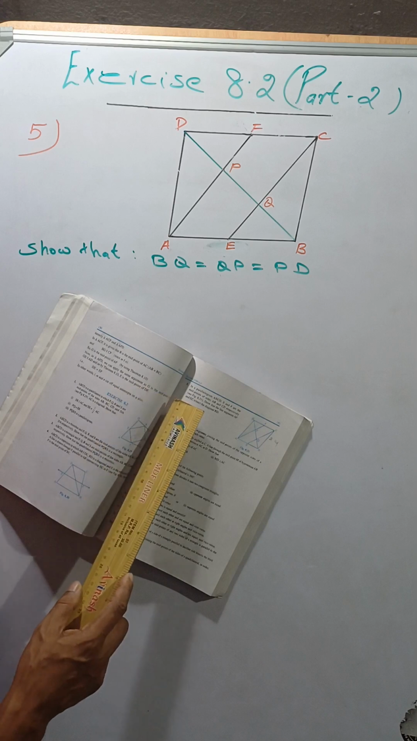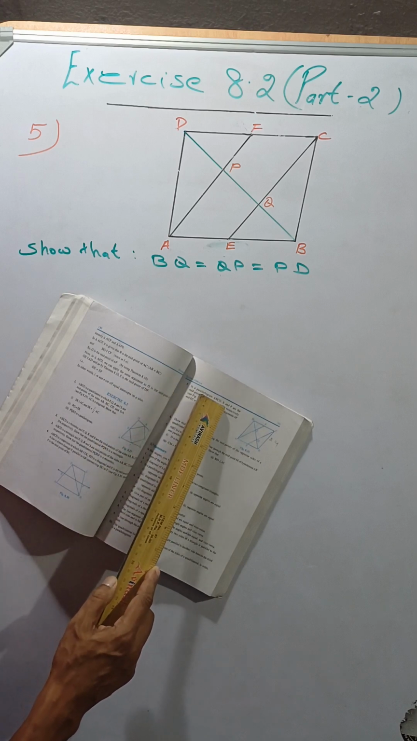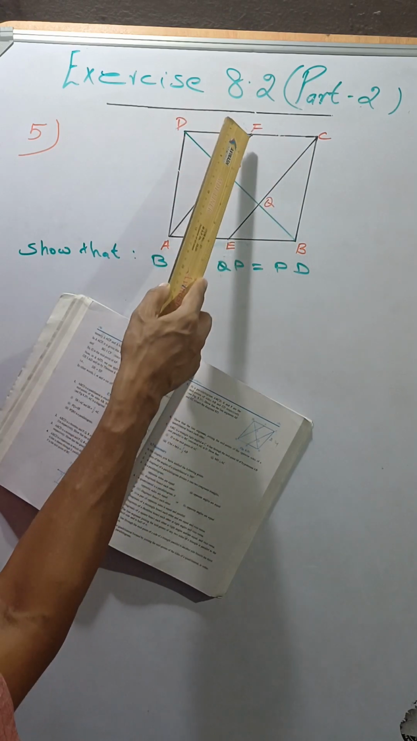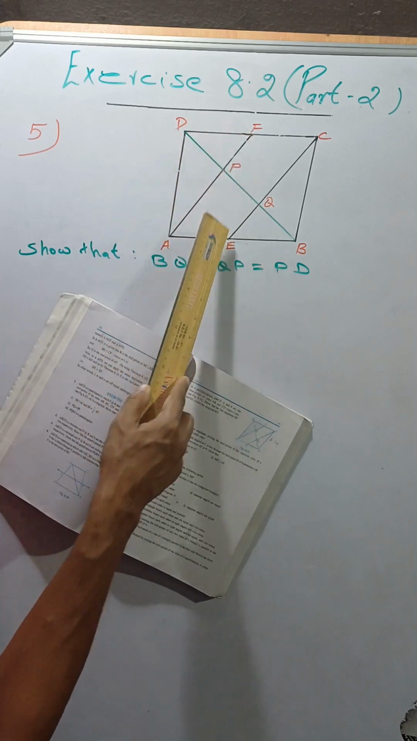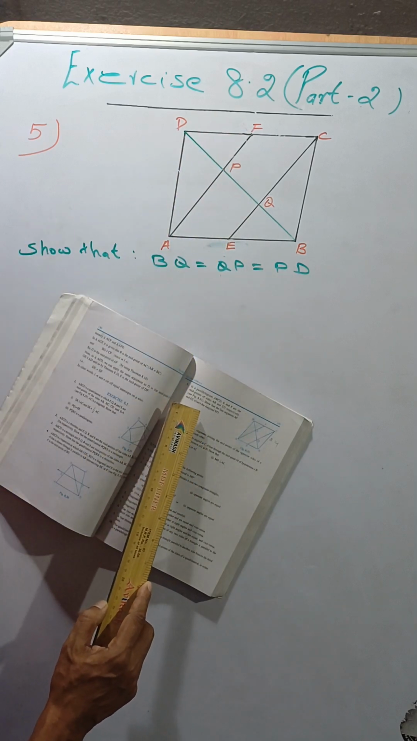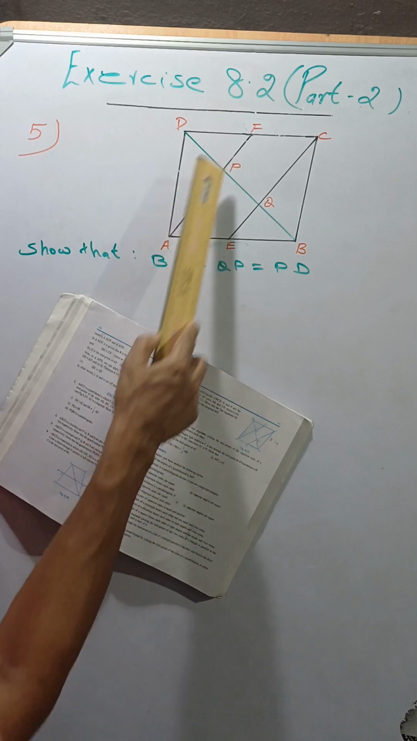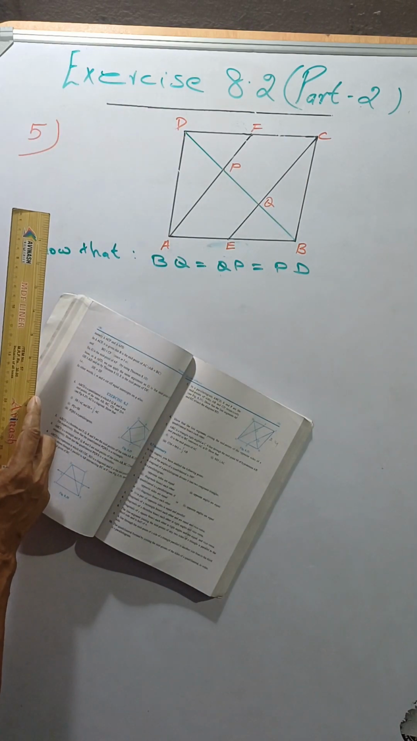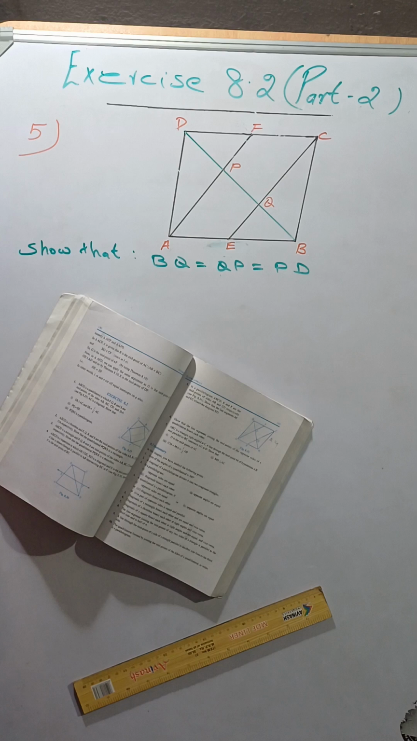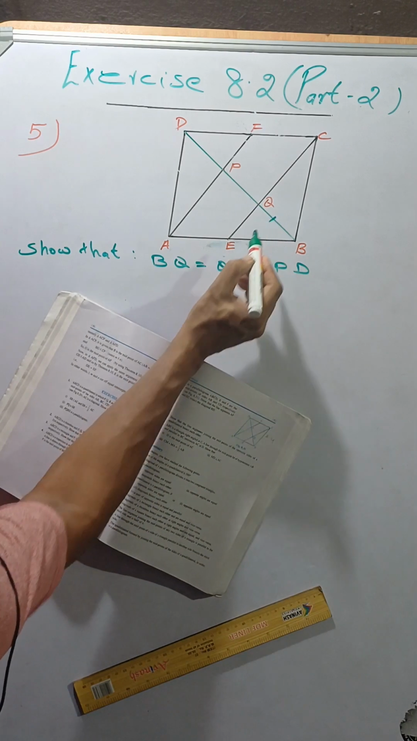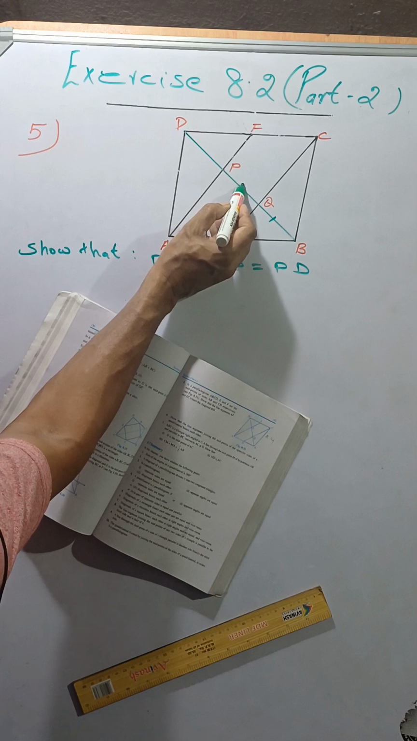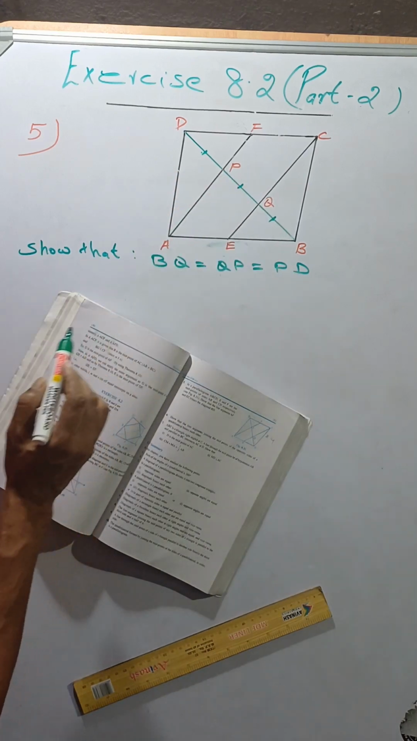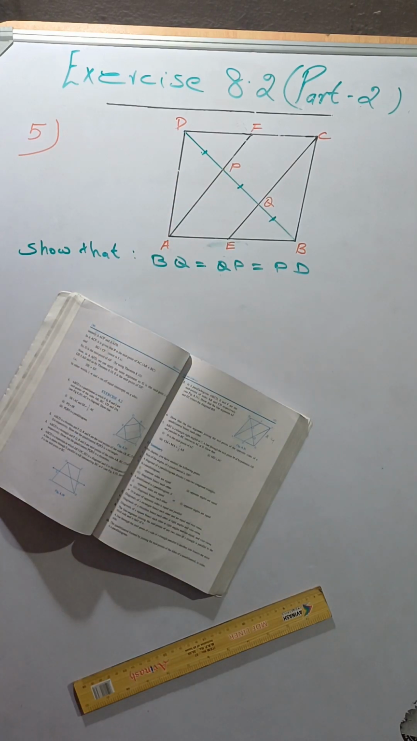In question number 5, in a parallelogram ABCD, E and F are the midpoints of these sides. Then show that the line segments AF and EC trisect the diagonal BD, which means we have to prove that BQ is equal to QP is equal to PD. These three parts are equal. Let us solve this.